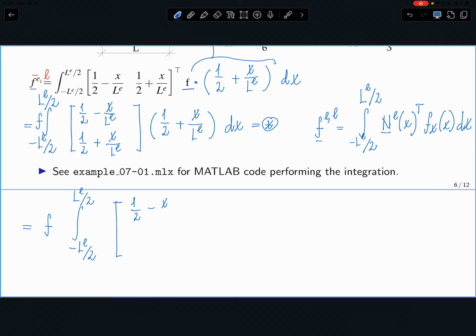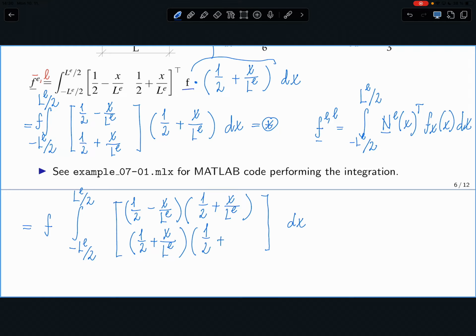So I will take what was originally present here, and I will just multiply it by the same function. Here I will have this dx. So again, this is this original value multiplied by this one. And likewise, I will get this 1/2 plus x over LE, plus 1/2 plus x over LE, and I need to integrate this with respect to x, and again I need to do it twice because this is a matrix with just 2 rows.